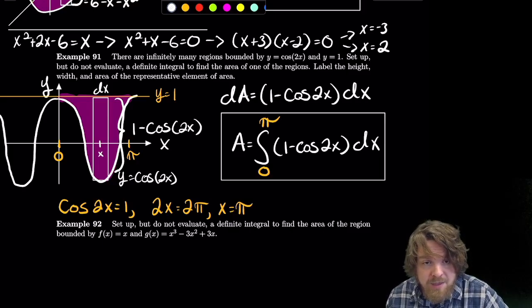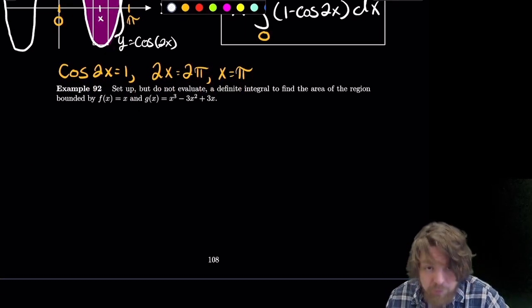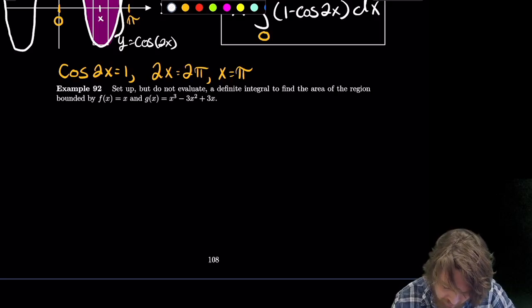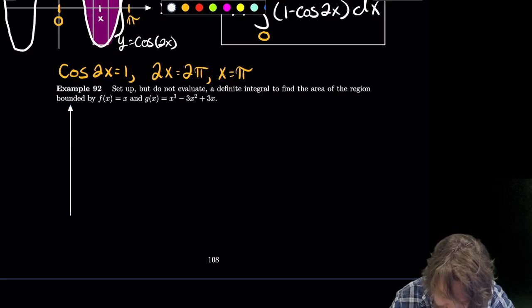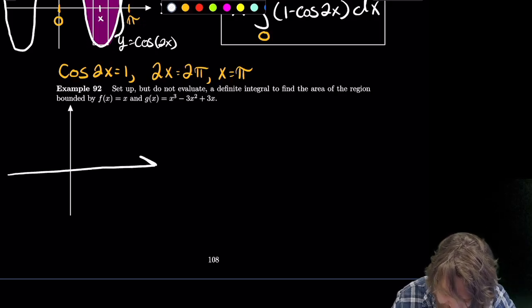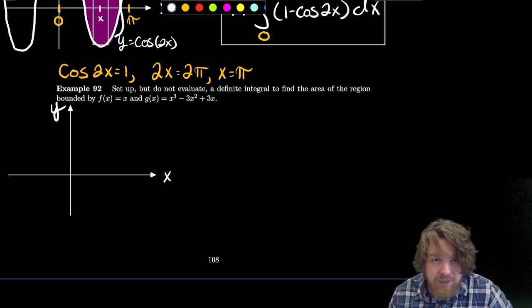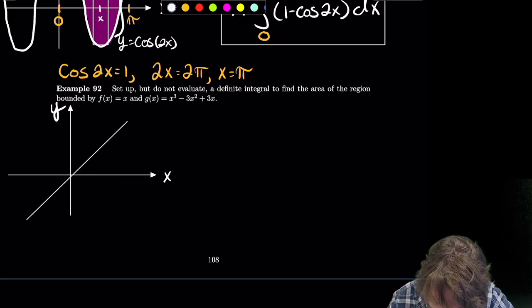All right, a last example that we're going to look at right now is going to be example 92, which asks us to set up, but do not evaluate, a definite integral to find the area of the region bounded by f of x equals x and g of x equals x cubed minus 3x squared plus 3x. Okay, this one is a little bit trickier. If you're not comfortable with the graph, I might advise jumping over into Desmos and looking at the graph first. But I do believe we can get through this problem without having to reference the graph. So we'll start off with our Cartesian plane again. Again, I think we know what the graph of f of x equals x looks like, so let me go ahead and sketch that.